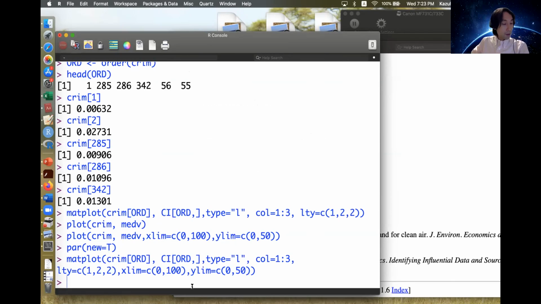Yeah, $50,000 is pretty cheap. So this is Boston neighborhood, but still it's 1978, so it's much cheaper.